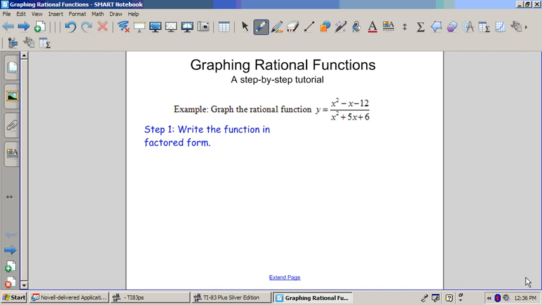Top-heavy rational functions, even though they follow the same rules, look a little different. If I get a chance, I'll make a tutorial that involves a top-heavy rational function later on. Well, let's go ahead and get started.